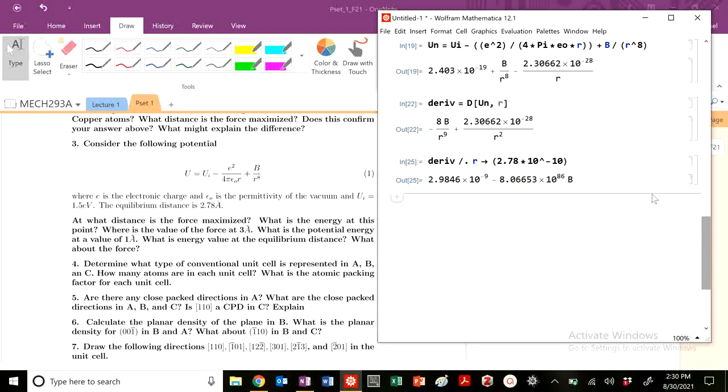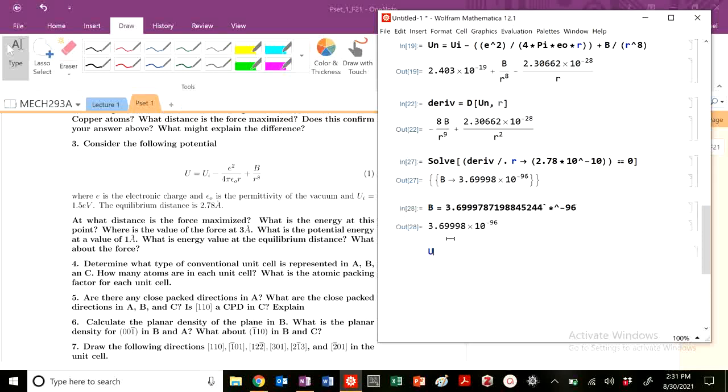We have taken the derivative here. We know that the derivative of my potential should be equal to 0 at the equilibrium distance. We're told in the problem the equilibrium distance is 2.78 angstroms. So I'm going to go ahead and solve for B. Let's see if this works. Sometimes it doesn't. Oh, there we go. And what are the units here? Joules meter to the 8th. So we've got our B. I'm going to go ahead and define that now.